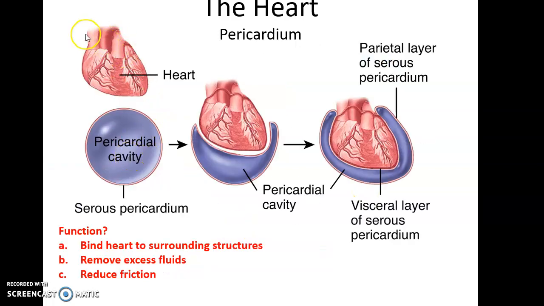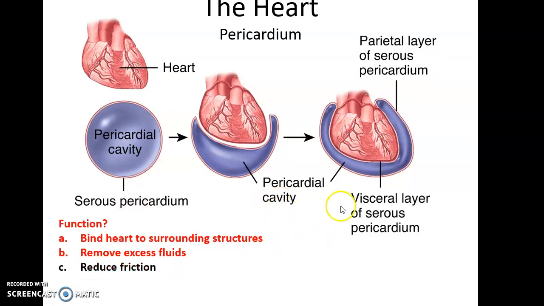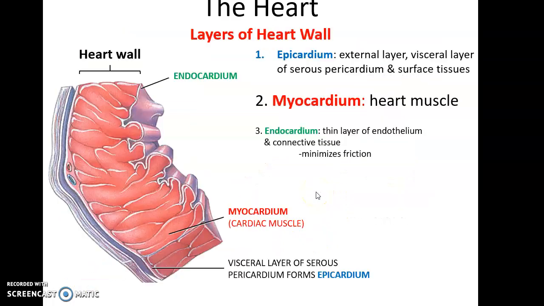It helps to reduce the friction the heart experiences as it's constantly pumping. So again, here's just another image. Here's the heart. Here's the serous pericardium. Push the heart into it. Now you have two layers, the visceral layer on the wall of the heart and the parietal layer that's adjacent to the fibrous pericardium. And of course, its function is to reduce friction.